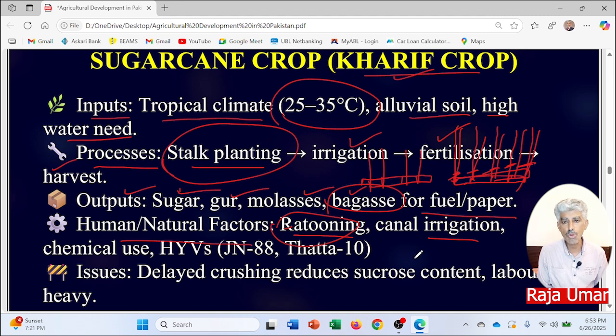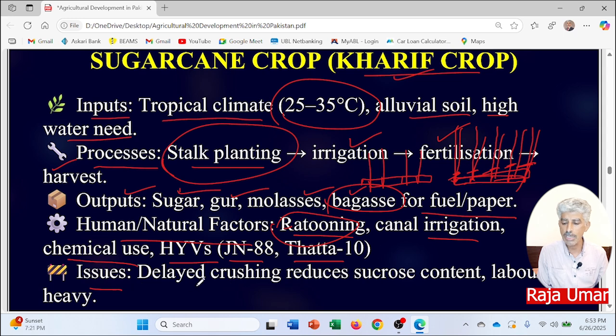Canal irrigation is a must to meet the huge demand for water of this crop. Chemical fertilizers are used. High yield variety seeds like JN88 and Thatta 10 are the sugarcane seed varieties grown in Pakistan to get maximum production.